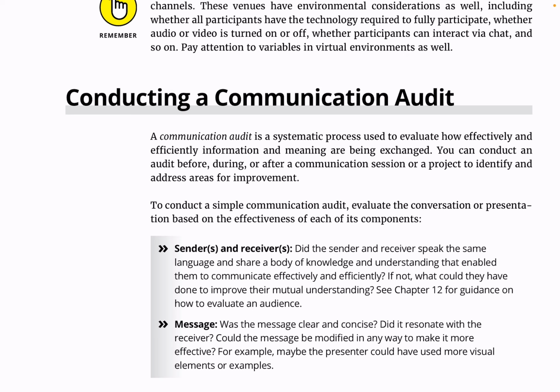Message. Was the message clear and concise? Did it resonate with the receiver? Could the message be modified in any way to make it more effective? For example, maybe the presenter could have used more visual elements for examples.